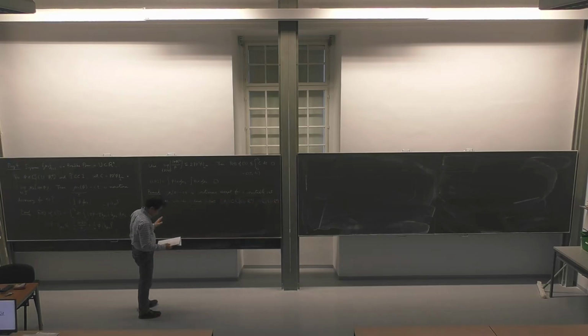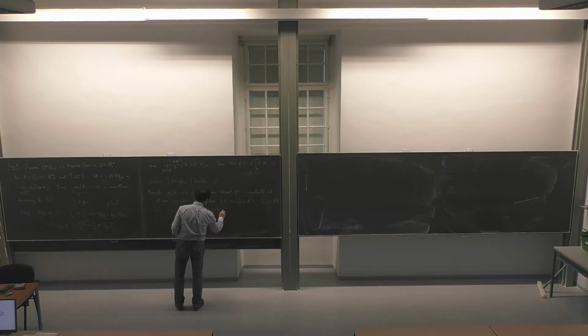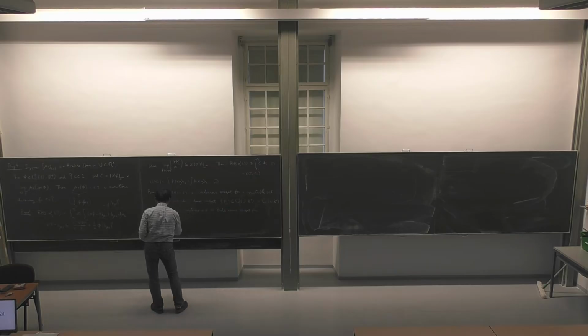I won't go into the detail, but you can really show that some density argument shows that in fact mu t is continuous as a Radon measure in time t, except for a countable set of times. And also you can do the following.